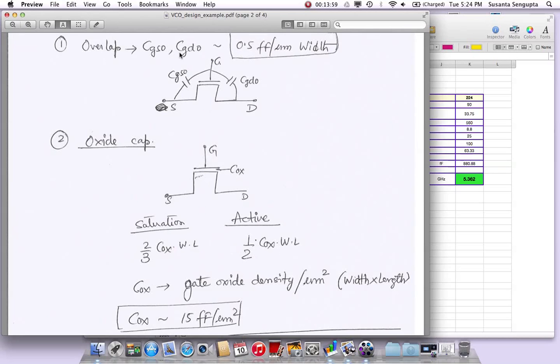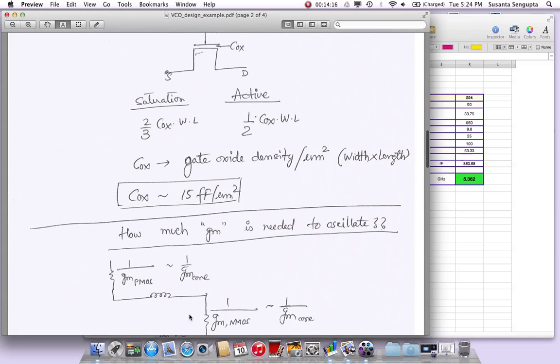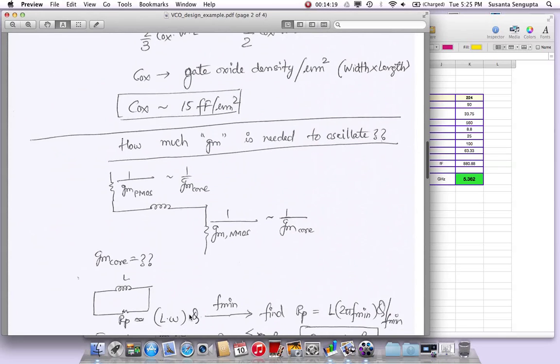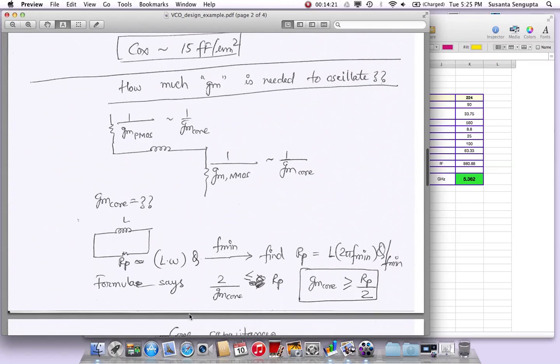So these two parameters are important. The overlap capacitance in the technology, you have to have some idea about it. Without that, some of the hand calculations I'm going to do are not going to be valid. So you have to know this number. Here we'll use the overlap capacitance as 0.3 femtofarad per micron, and the oxide density Cox as roughly 15 femtofarad per micron square. So that's what we are going to use.